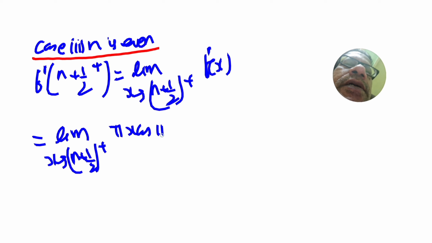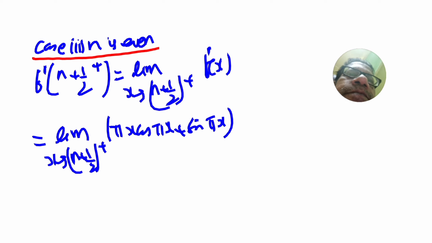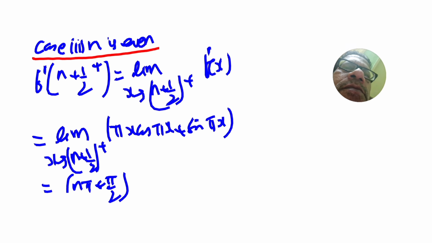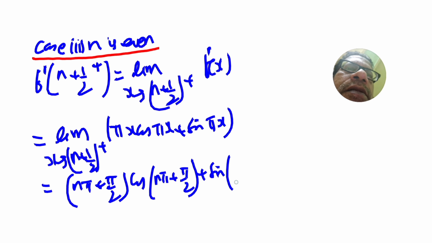pi x cos pi x plus sin pi x. So this will be n pi plus pi by 2 cos n pi plus pi by 2 plus sin n pi plus pi by 2. Now since n is even, suppose you take n equal to 2, cos 2 pi plus pi by 2 is cos pi by 2, 0. Cos 4 pi plus pi by 2 is again cos pi by 2, 0. So the first one will be 0.